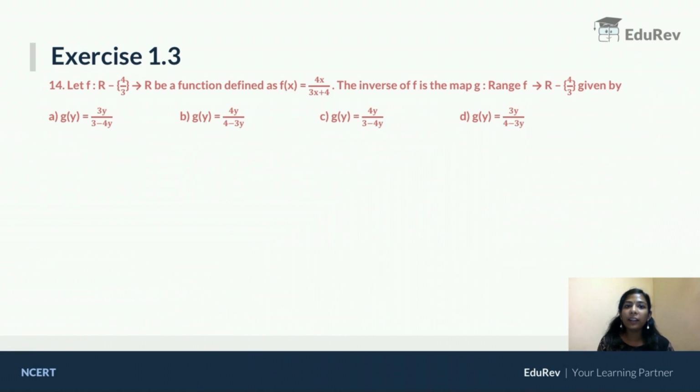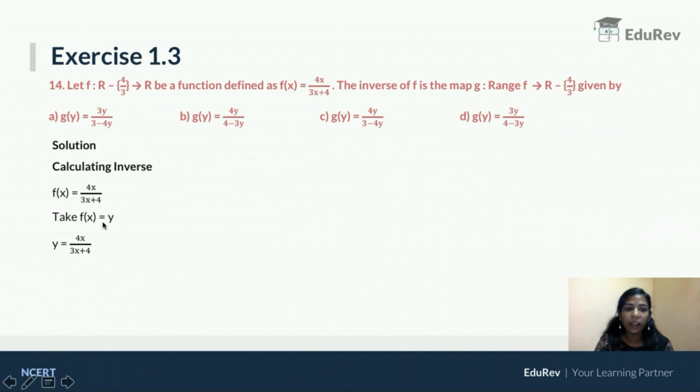How do you find that? You will take y is equal to f of x, and then you will write y, whatever is the function value of x, completely in terms of x. Whatever is the output you are getting, that is called the inverse. So f of x is equal to 4x by 3x plus 4. I am taking f of x is equal to y. So y is simply 4x by 3x plus 4.